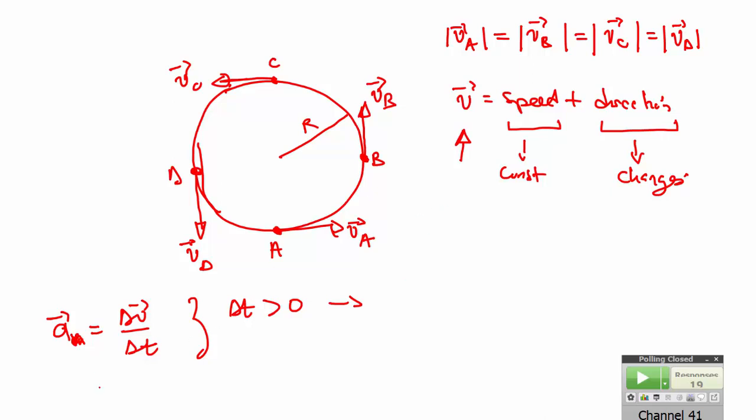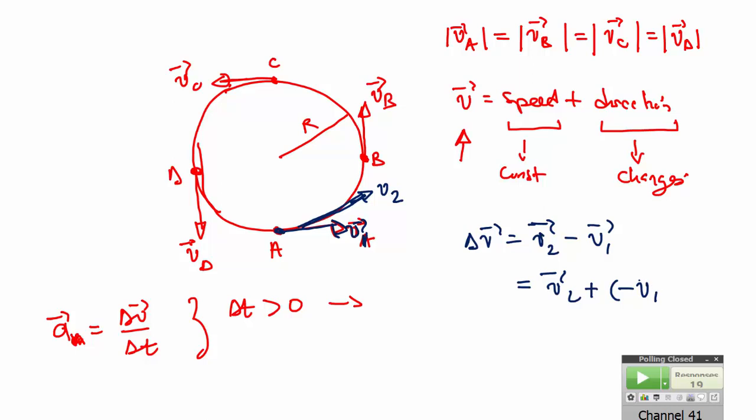Now, look up everybody. If we have an object at position A, and then after a brief period, the object moves on to a second position. This is V2. The object initially is at this position. This is V1. Then we know that the change in velocity is equal to V final, which is V2 minus V1. This can be rewritten as V2 plus negative V1. So this is the change in velocity.